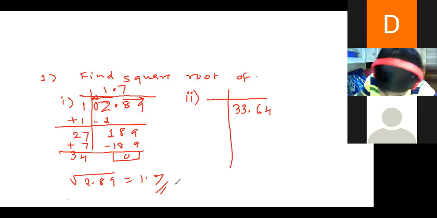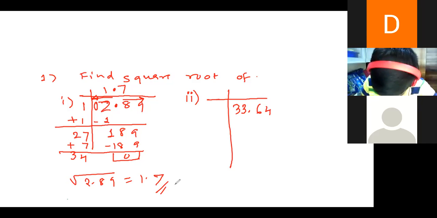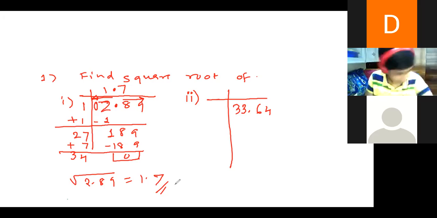Sir, I got the answer. What is the answer? 5.8. Perfect answer. Everybody got the same? Yes, sir. Then try the next one. I can orally see and tell the answer, but you calculate. Actually I got 5.80.